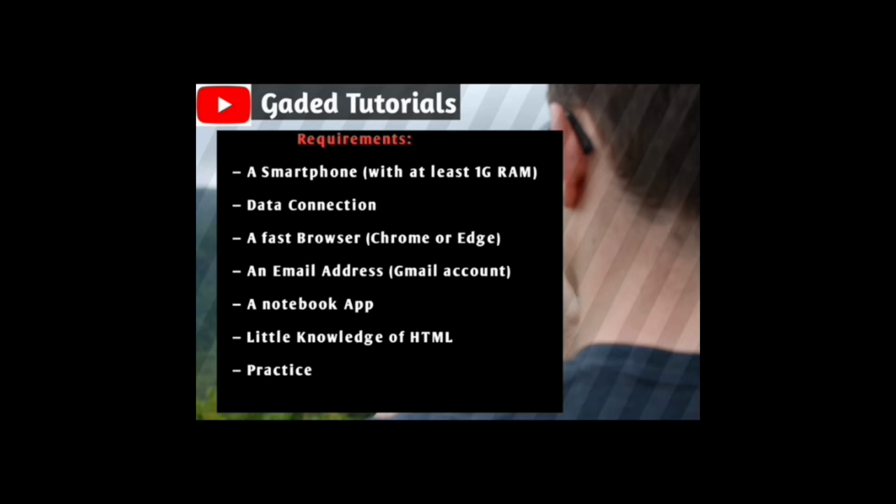So the next thing we need is optional, and that is little knowledge of HTML. It is very optional, but it will help you if you can learn some basic aspects of HTML. And the last thing is you need to practice. You need to practice your content writing skills, you need to practice how to get traffic, and you need to practice how to maintain your blog. So those are the requirements we need: your smartphone, data connection, a fast browser, an email address, a notebook app, a little knowledge of HTML, and practice. Now, let's start with creating the blog.